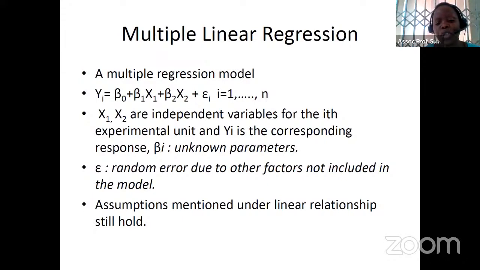So in addition to the assumptions under simple linear regression, for example, we said Y, which is the response, is linear related to X. The unknown random errors are normally distributed with mean 0 and variance sigma squared. The unknown random errors have constant variance. The unknown random errors are independent. And in addition to that, we also assume under multiple regression that the independent variables are not correlated.